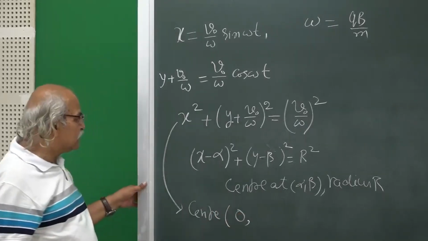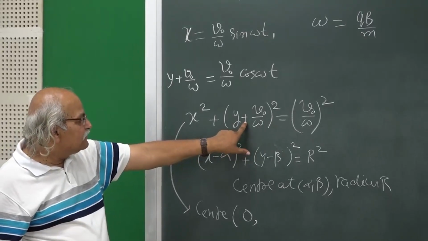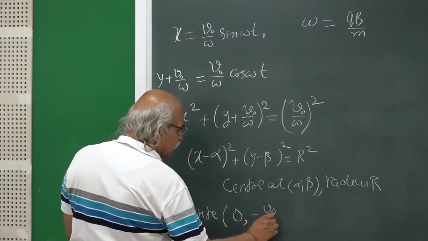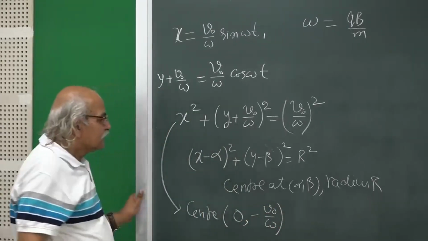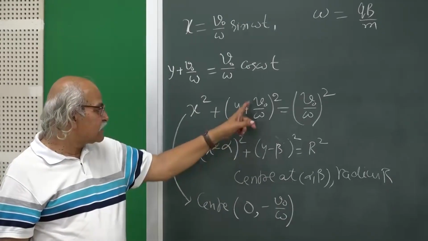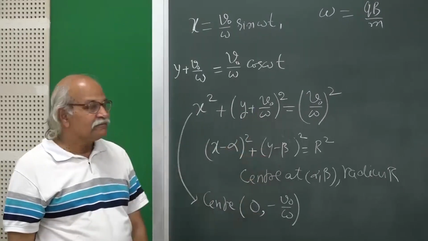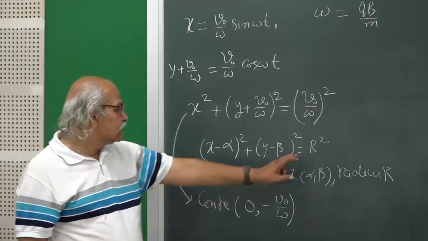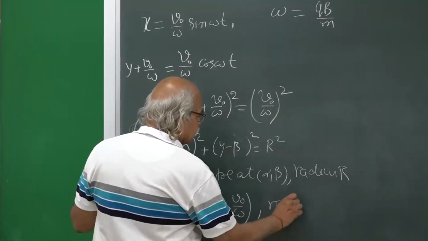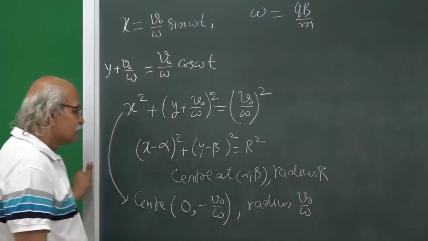0, x coordinate will be 0, and y coordinate will be minus v naught by omega. So this is the center. Y minus beta, where alpha beta is the center; here it is y plus v naught by omega. So the y coordinate of the center will be minus v naught by omega. And radius, so radius is v naught by omega. This is the radius.